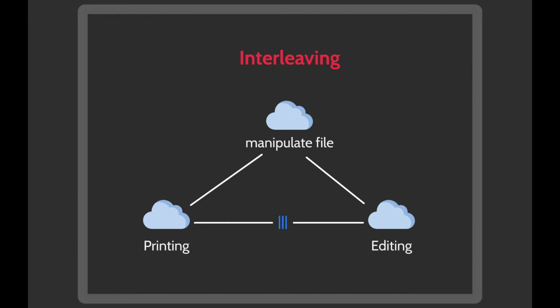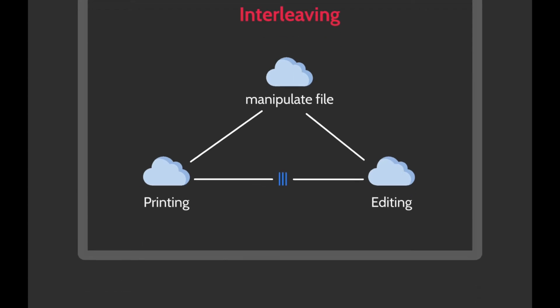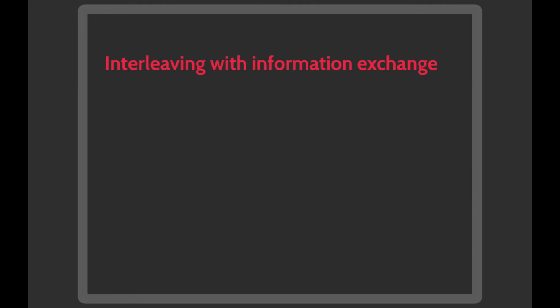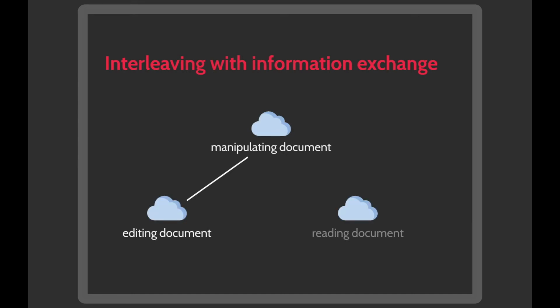There exists also a special case of interleaving. It's interleaving but with information exchange. It's actually saying that two tasks can be interleaving but they need to exchange information. For example, editing a document and reading the same document because you want to see what you are editing. This is the symbol used to express this.